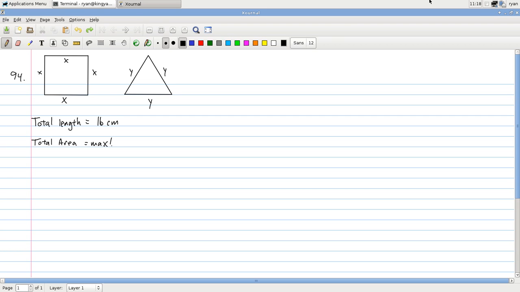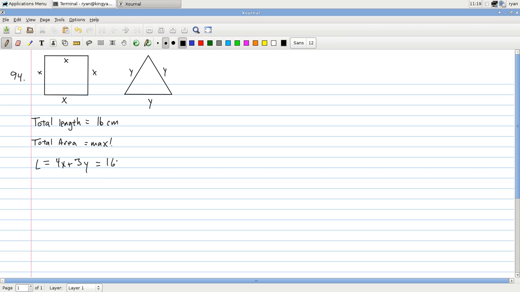Problem 94. We have 16 inches of wire from which to construct a square and an equilateral triangle such that the total enclosed area is maximum. So first, let's get a formula for length in terms of the dimensions we have labeled on these two. The total perimeter of the square is 4x. The total perimeter of the triangle is 3y. And this total length of wire must equal 16.